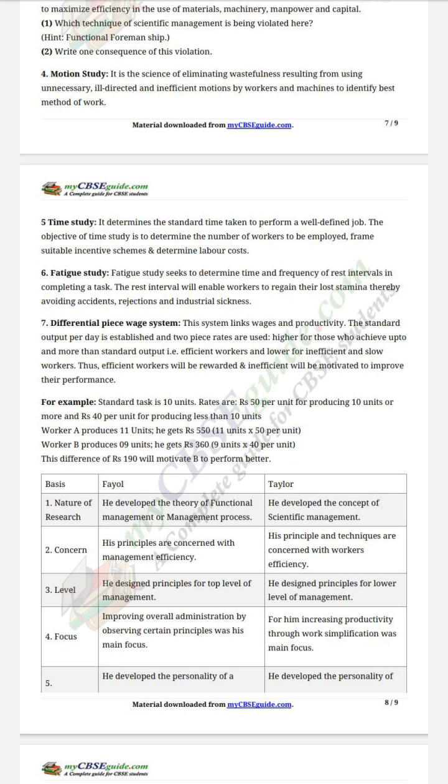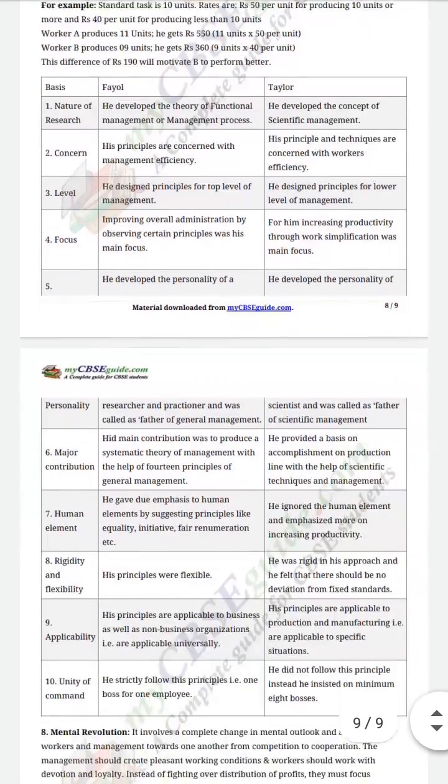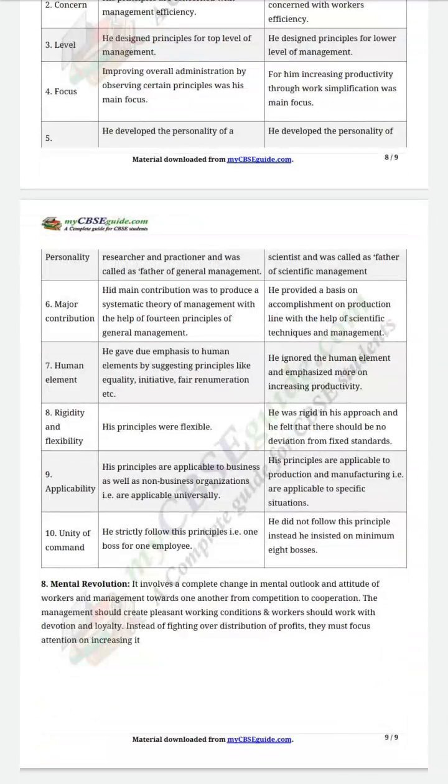In the system, how they pay wages to the employees, and what is the main feature followed by the system in the organization. And you have to give one example here. It includes one example, and you have to explain the examples, and what the differences are between Fayol's principles of management and Taylor's principles of scientific management. Okay, we have to explain the differences. And mental revolution is also one of the other important techniques of Taylor scientific management.